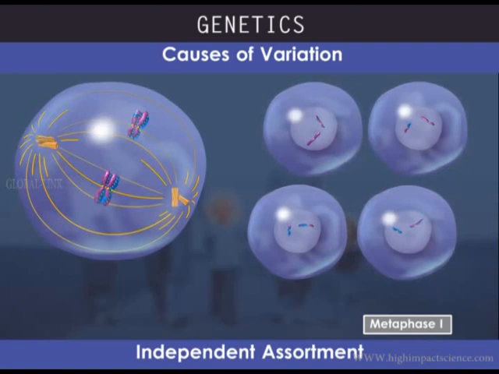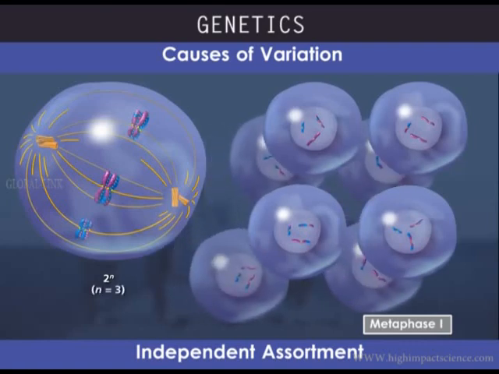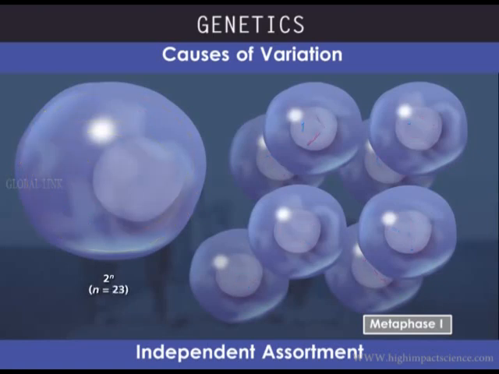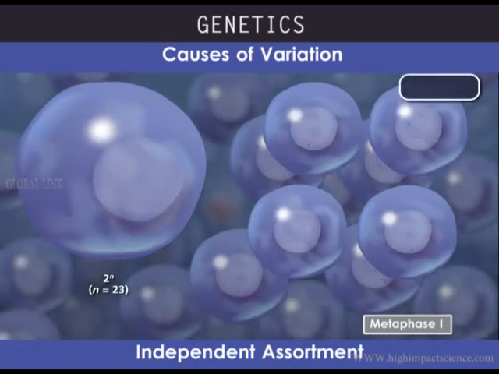As the total number of chromosomes increases in an organism, the number of genetically distinct gametes increases by 2 to the power of n. This means that an organism with 3 chromosomes can produce 8 unique gametes. For humans, where n is equal to 23, there are 2 to the power of 23 unique gametes, or over 8 million possible combinations.